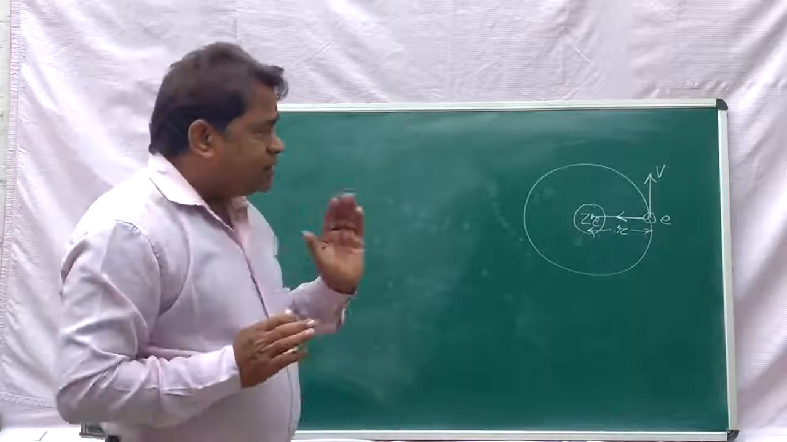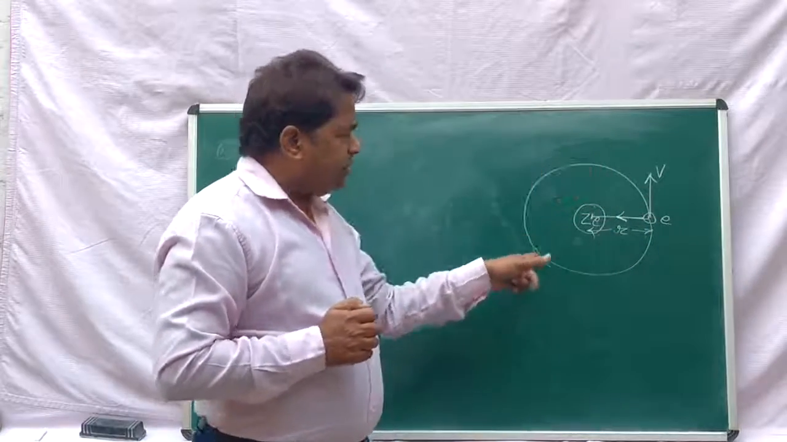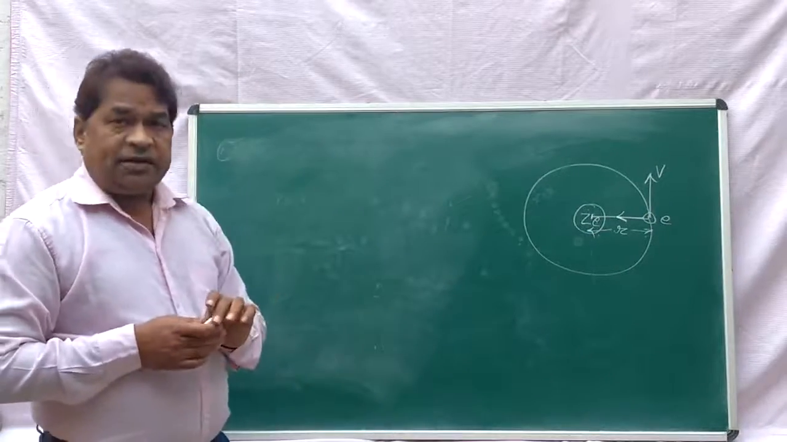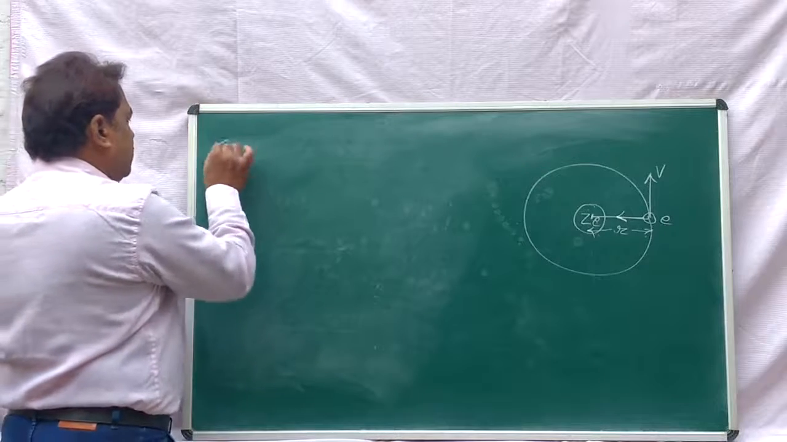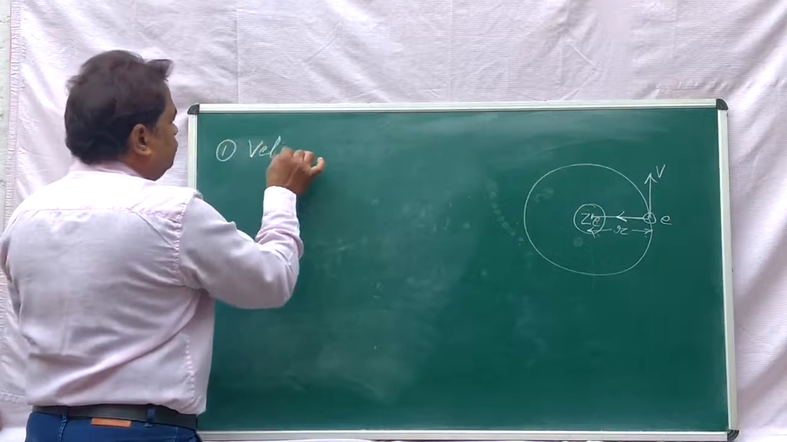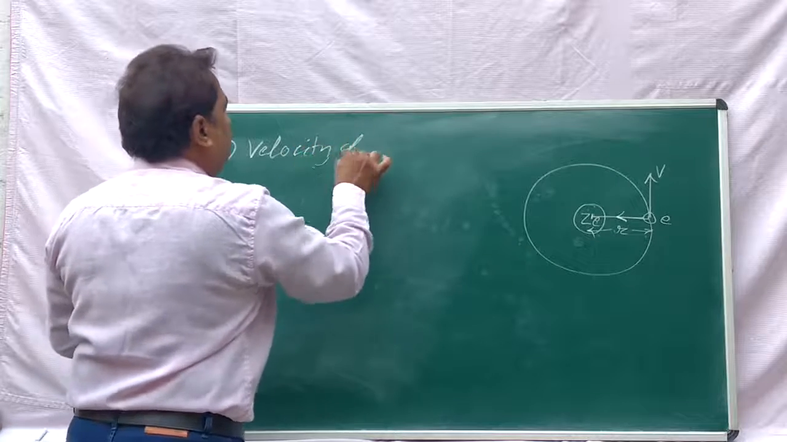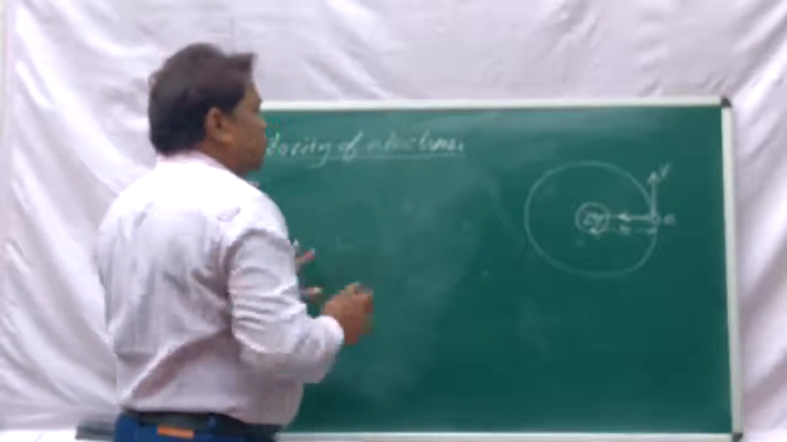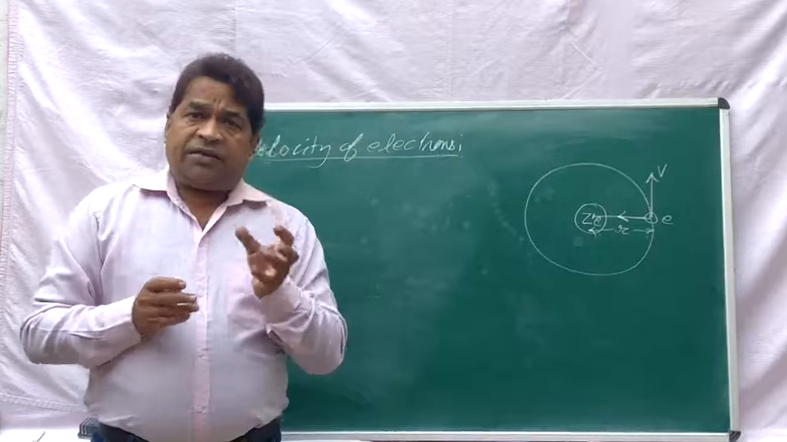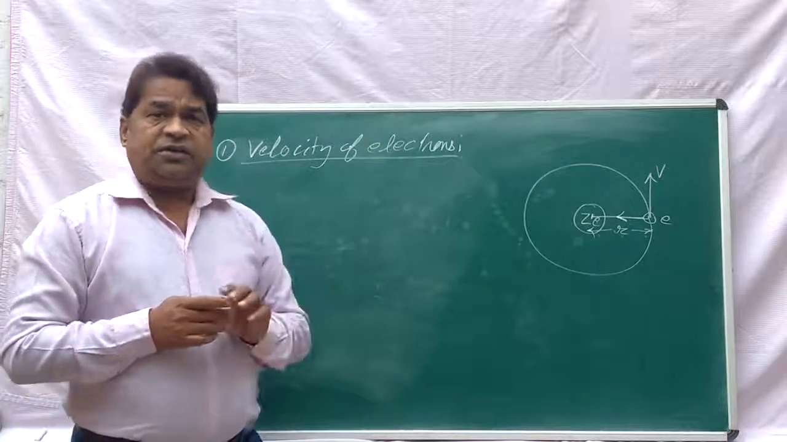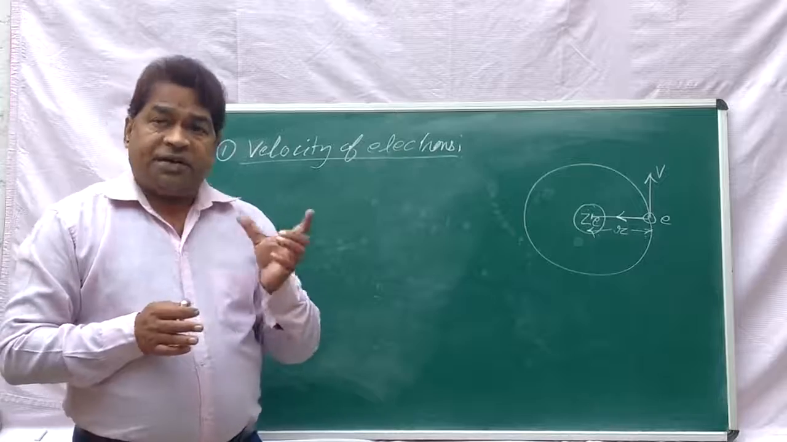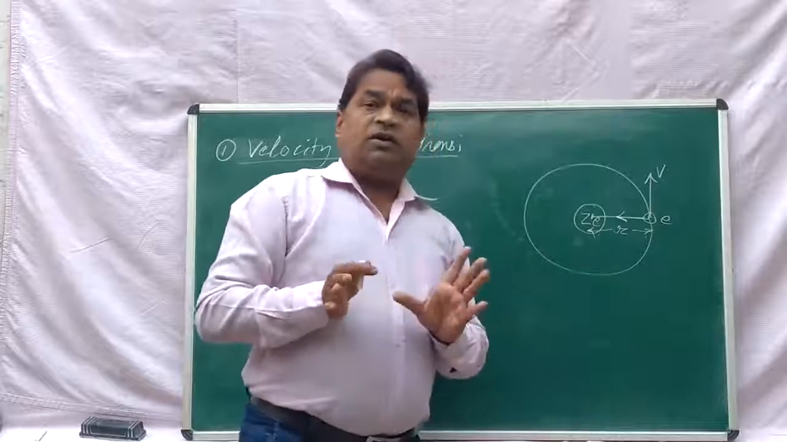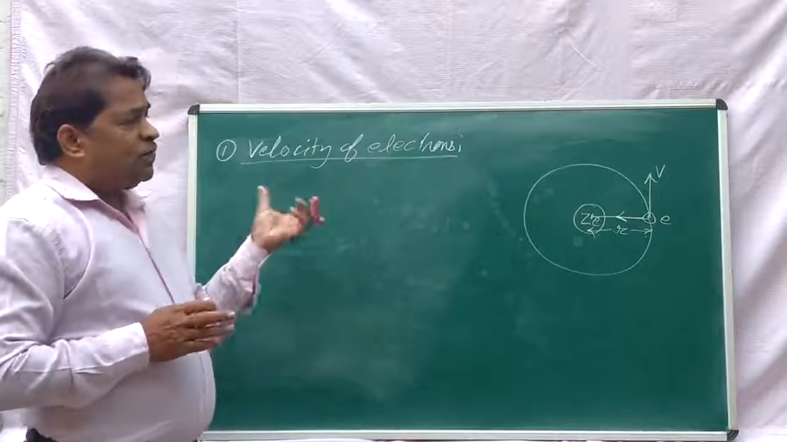Now friends, as we know, the electrons are revolving around the nucleus in circular orbits, so there will be some velocity of the electrons. Let us see this very first formula, the velocity of electrons. We are going to find the formula for the velocity of electrons independent of the radius of the orbits, because as the orbits increase, the radius will also increase. So we will use the first two postulates.